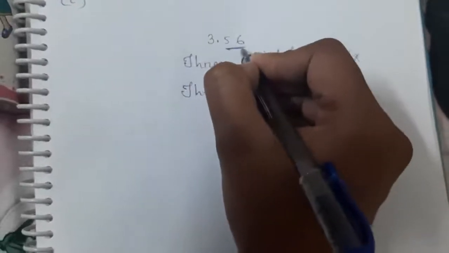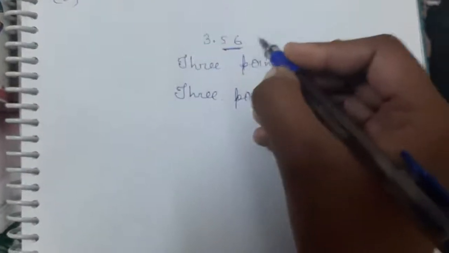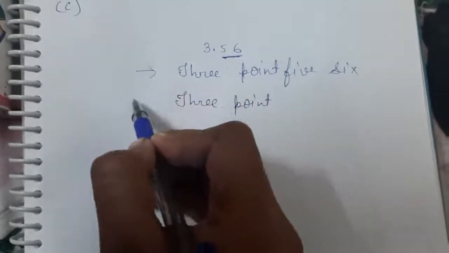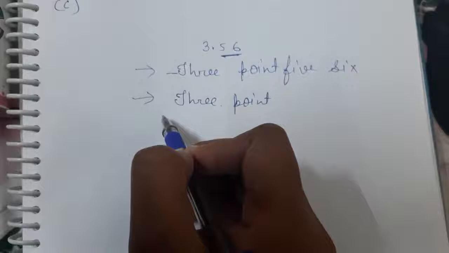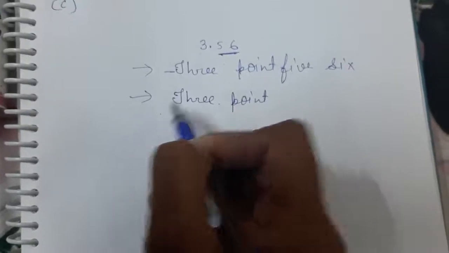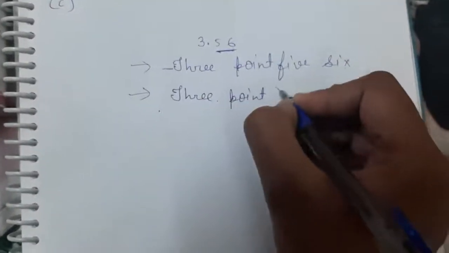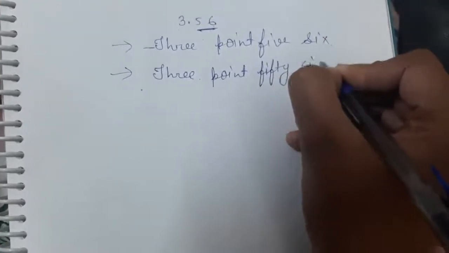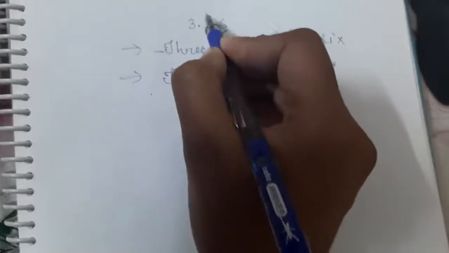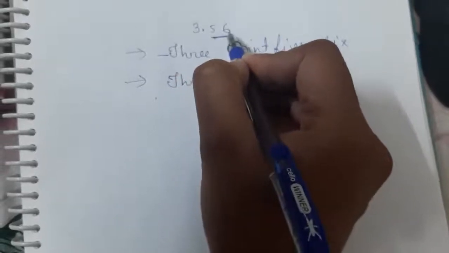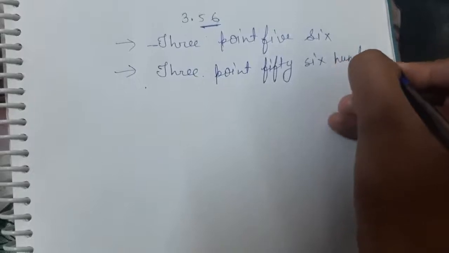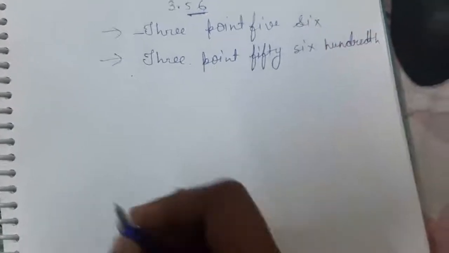this 56. I am telling you another way to write it in words. This is one way and this is another way which I am going to explain now. 56, and 6 is coming in which place? This is the tenth and this one is the hundredth, so you have to write here hundredth.